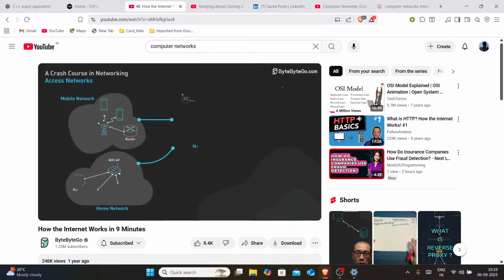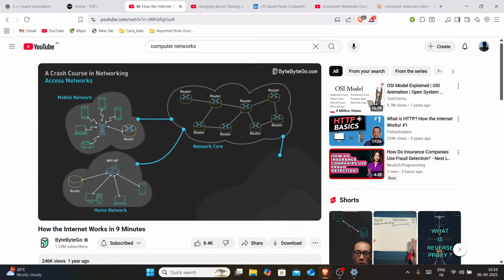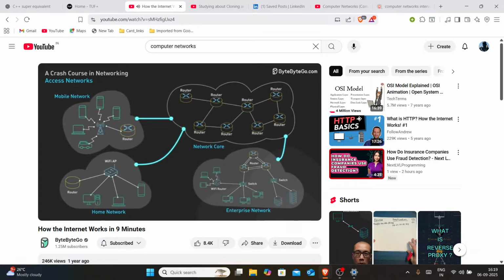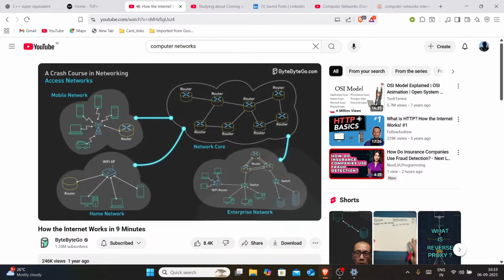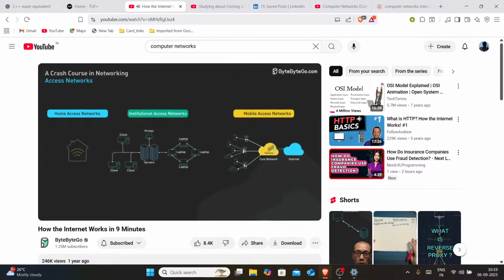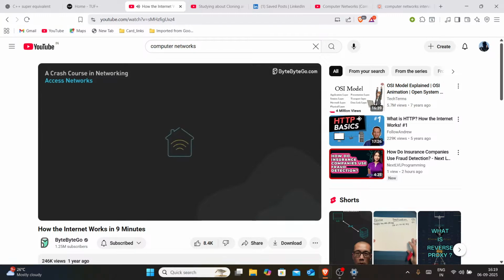Next, let's look at access networks. These physically connect end systems to the first router on a path to other distant end systems. There are three main types of access networks. First, we have home access networks. These enable connectivity within a residential environment. They typically use technology like DSL, cable internet, or fiber optic connections to link homes to the broader internet.